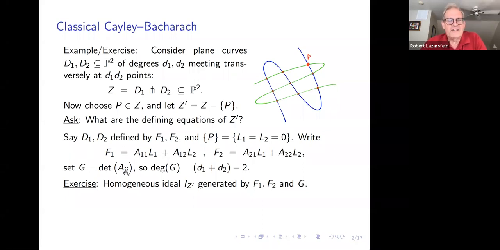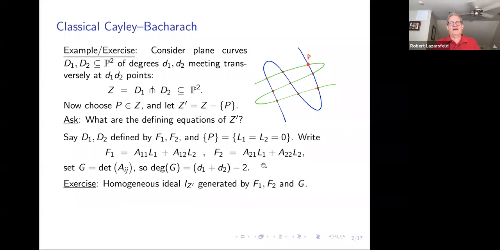So now we have this 2 by 2 matrix of the A's, and I want to let G be its determinant. Okay, so what sort of fellow is G? Well, G is a determinant of a matrix. The top row has polynomials of degree d1 minus 1. The bottom row are polynomials of degree d2 minus 1. So the determinant G has degree d1 plus d2 minus 2.